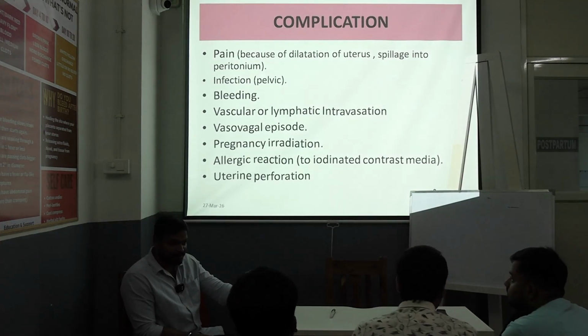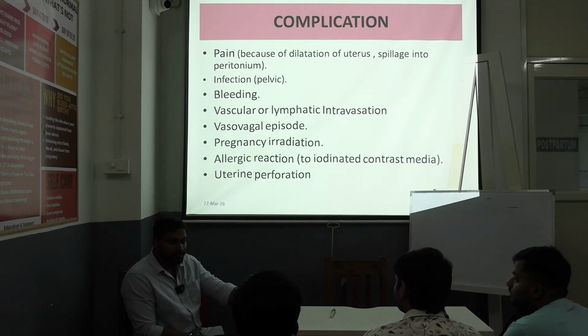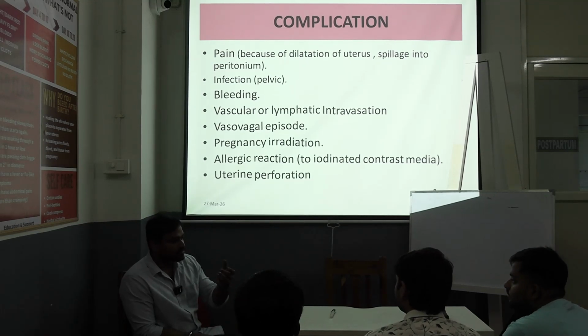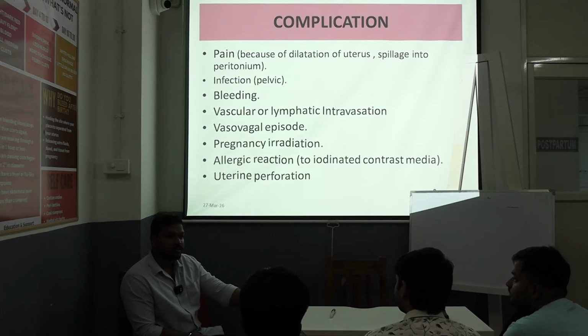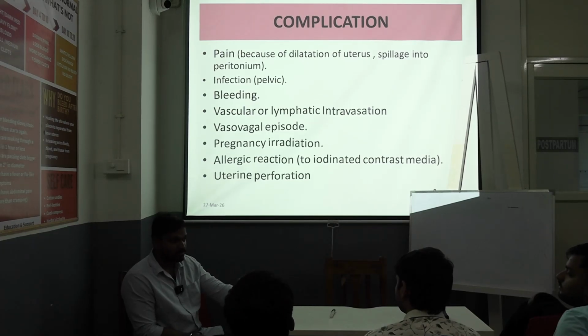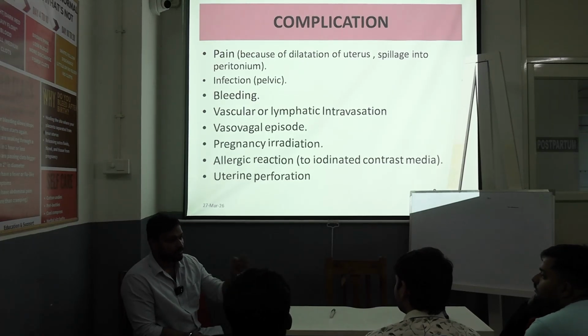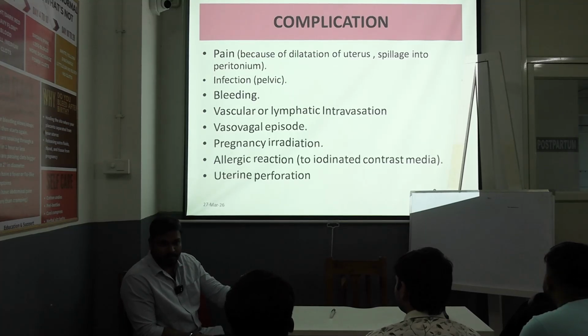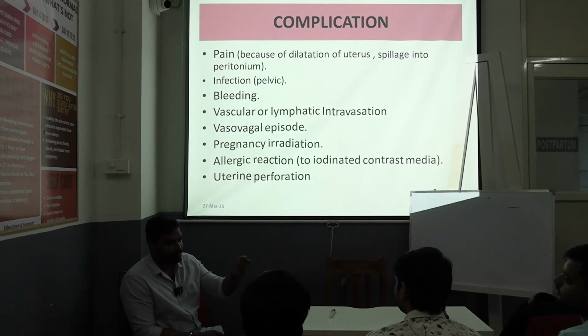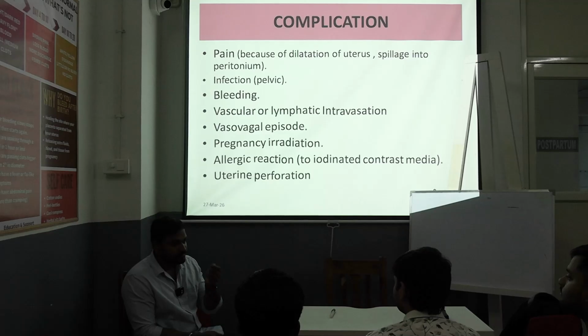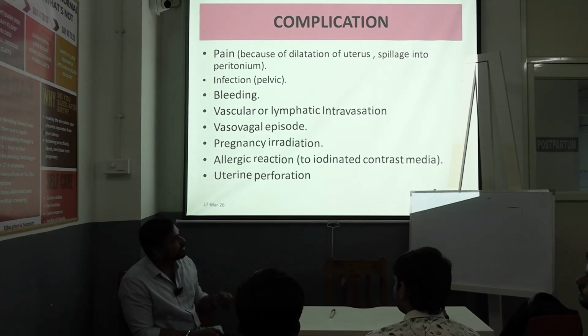We have to give an antispasmodic injection to prevent pain, okay, because it causes stretching of the cervix and uterus. That will cause pain, and it might cause a vasovagal attack also. Sudden pain means the patient can have a vasovagal attack, you can go into syncope also. There can be bleeding because we are holding and distending the cervix, and we have to pull also, that can cause bleeding, infection.